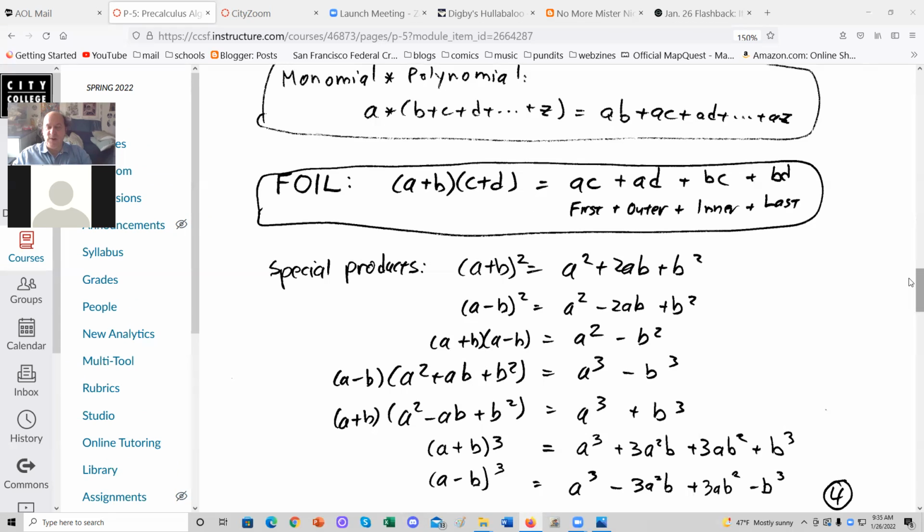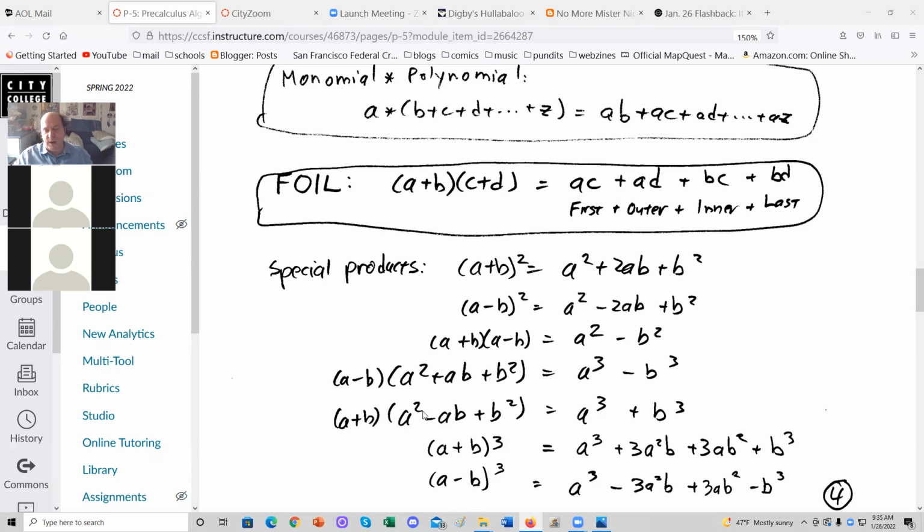Now there are some special cases of products. Squares of a sum, square of a difference, sum times a difference. This thing, difference times square plus product plus square, excuse me. Here, sum times square minus product plus square. Cube of a sum, cube of a difference.